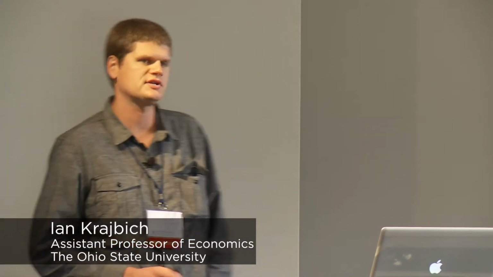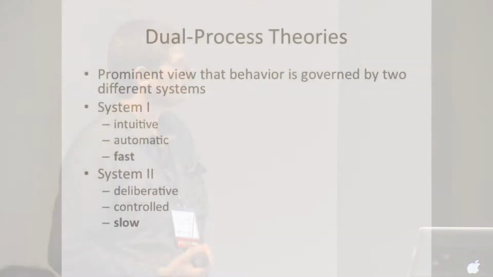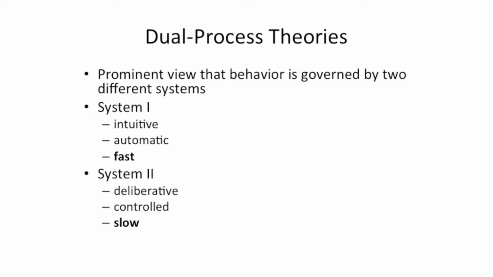Okay, so this is a paper primarily about dual process theories. Dual process theories have become quite popular lately, in no small part thanks to Danny Kahneman. And dual process theories is actually a collection of theories. The running theme with these theories is that different behaviors may be governed by different systems, particularly two different systems. System one is a system that's intuitive, it's automatic, and for the purposes of this paper and this argument, it's fast. It's the fast from Fast and Slow.